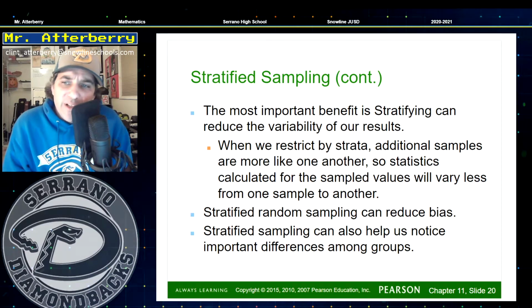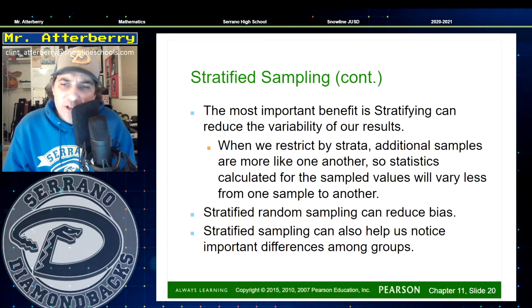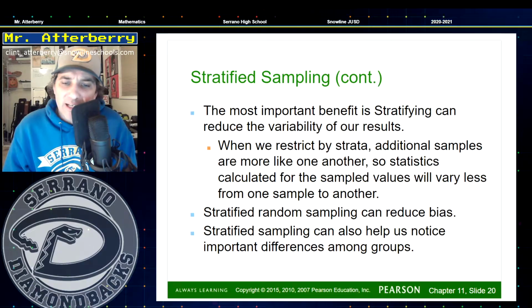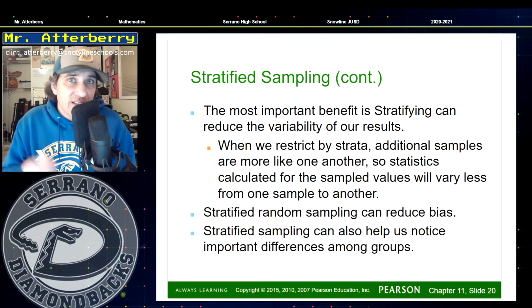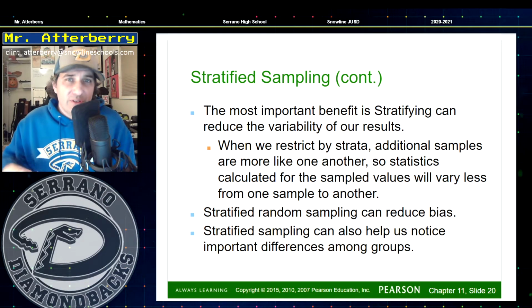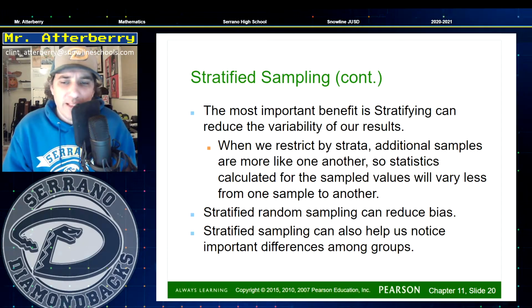The most important benefit of stratifying is that it can reduce the variability of our results. When we restrict by strata, samples are more like one another. So, statistics calculated for the sampled values will vary less from one sample to another. Okay, so in the groups, generally speaking, there's less variability versus the entire population if you were to do a simple random sample of the entire population.